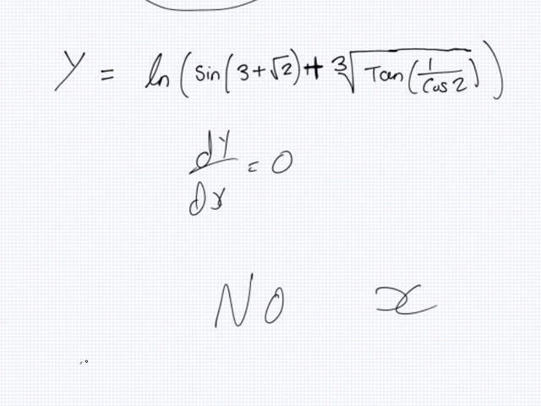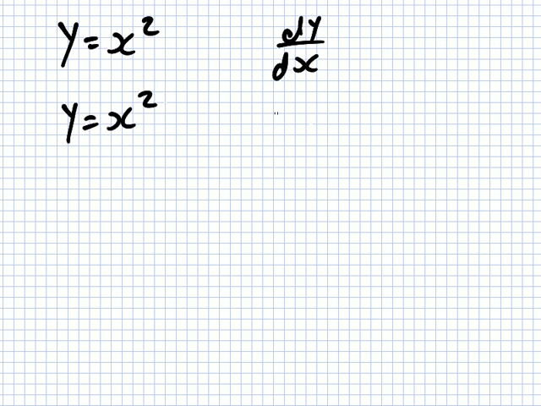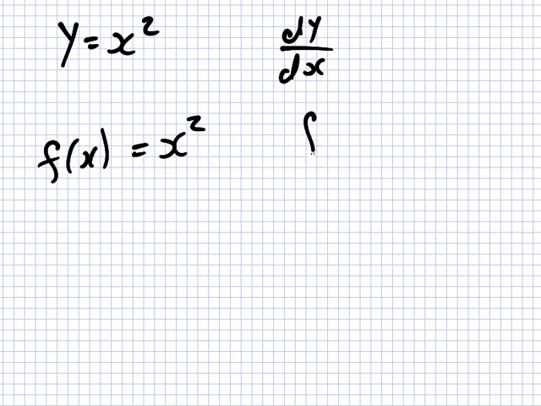Now, just before I let you try these, let me show you something here. I just want to show you the different ways to write derivative, okay? So, you could say, for example, y equals x squared, what's dy dx? You could say f of x equals x squared, what's f prime of x? It means the same thing, okay?